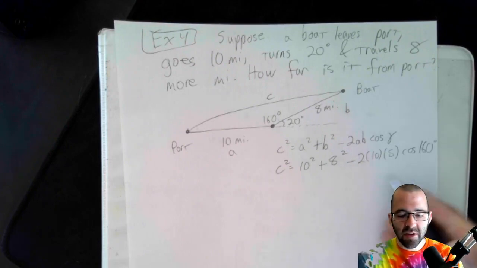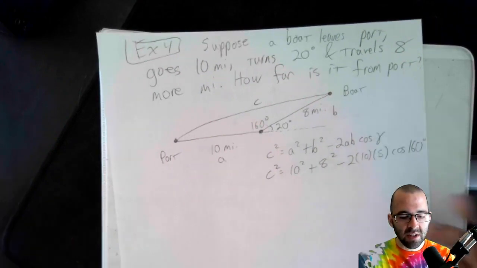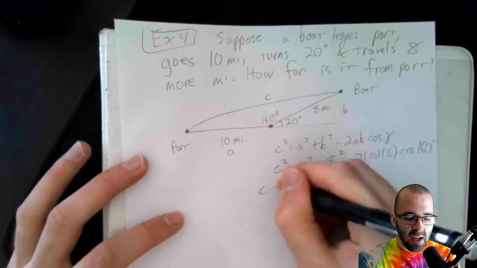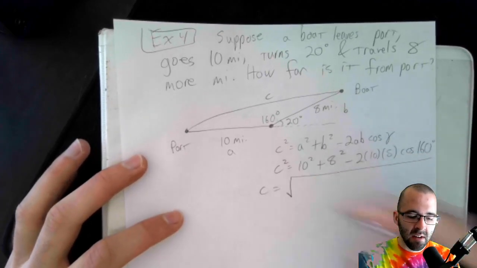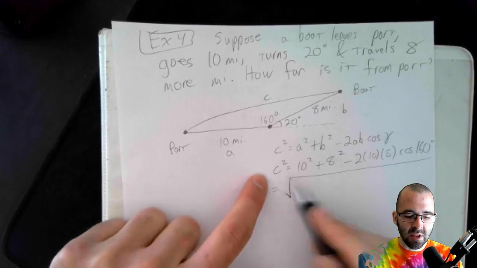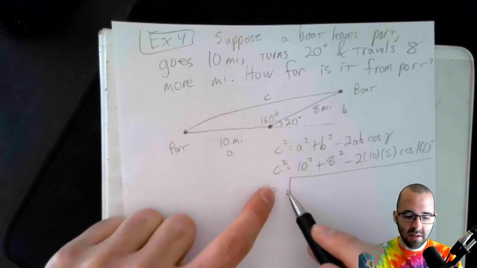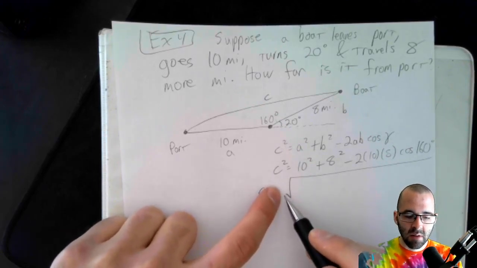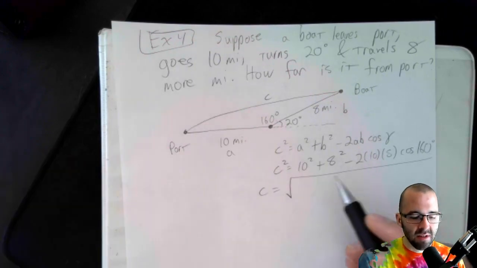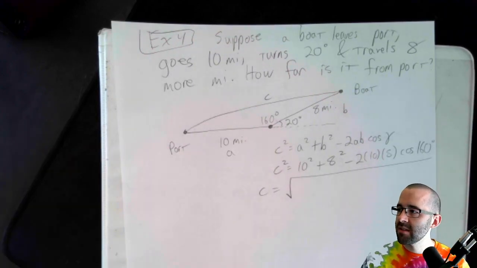So if you want to simplify, you can. Or we could just take the square root of both sides and type it into our calculator, right? Again, normally when you take the square root, you need a plus or minus. But C is not going to be negative, so we're just not going to have the minus.